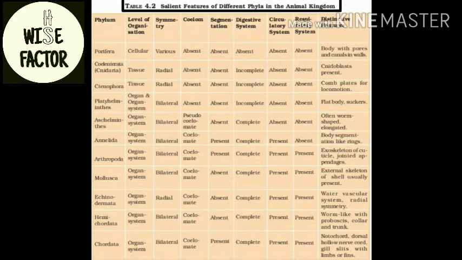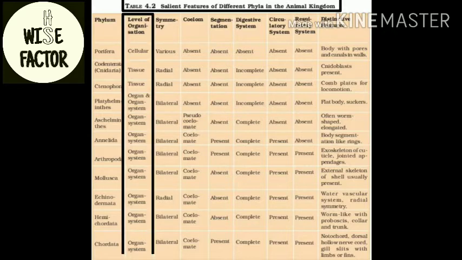Once you are familiar with the chapter Animal Kingdom, you can easily memorize all the phyla in the increasing order of their complexity as provided in this table, which is Porifera, Coelenterata or Cnidaria, Ctenophora, Platyhelminthes, Aschelminthes, Annelida, Arthropoda, Mollusca, Echinodermata, Hemichordata, and finally Chordata. Once you have memorized this sequence, let's move on to the second column, which is the level of organization.